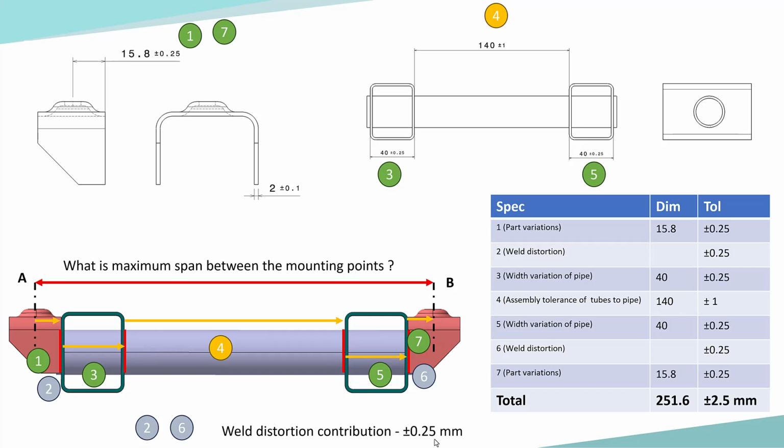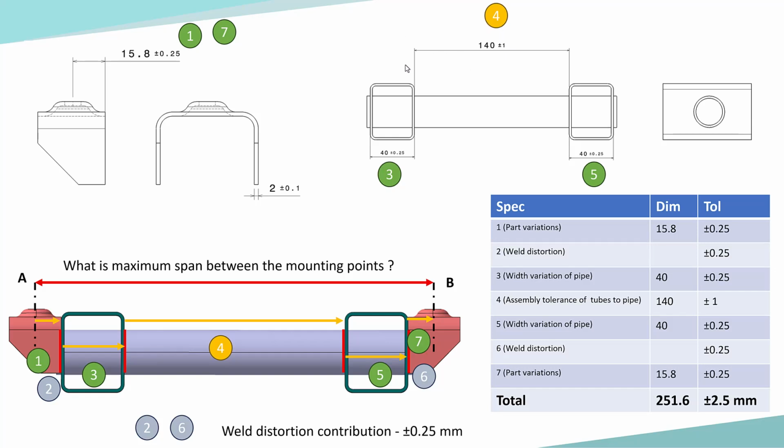Now, the next source of variation is the width variation of the pipe, which is specification number 3, which is this dimension over here. So this is an assembly drawing of the two tubes which are welded to the pipe, and this is 40 plus or minus 0.25, and this is specification number 3.